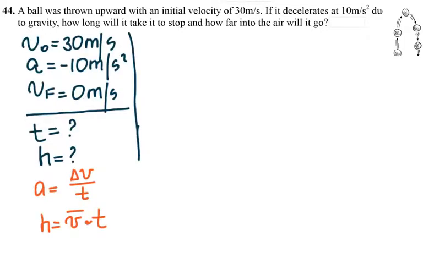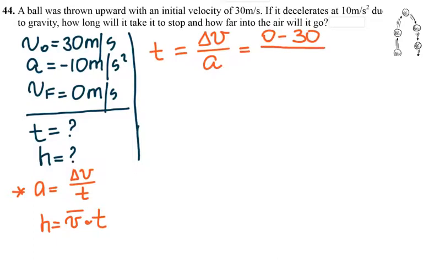So I have initial velocity, I have acceleration or deceleration, and I have the final velocity 0. Because acceleration is given, I can use the acceleration formula to find the time. If I solve for the time, time is equal to change of the velocity over the acceleration. Final velocity is 0. Initial velocity is 30. And acceleration is negative 10 because it's deceleration. So it's going to take 3 seconds for the ball to reach its highest point.